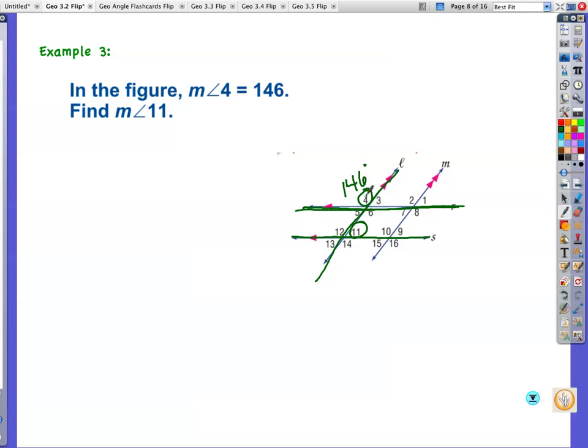However, I'm going to be sneaky about this. Angle 4 and angle 6 have a certain relationship. They're called vertical angles. Vertical angles are always congruent. So that means angle 6 is also 146 degrees. Which means angle 6 and angle 11 have to add up to 180.